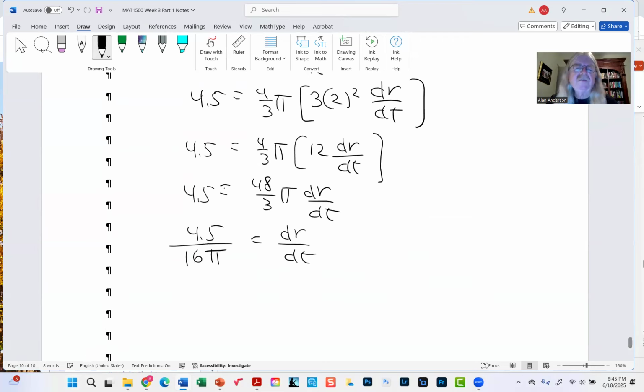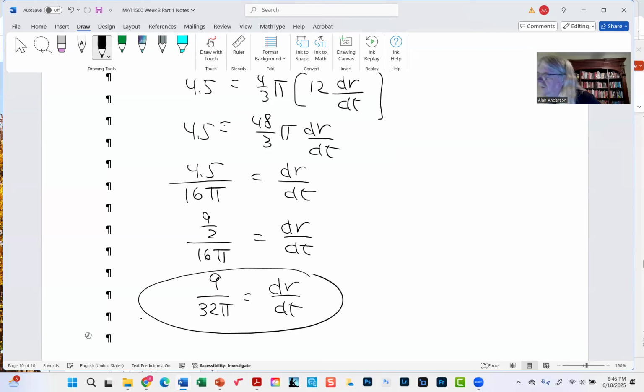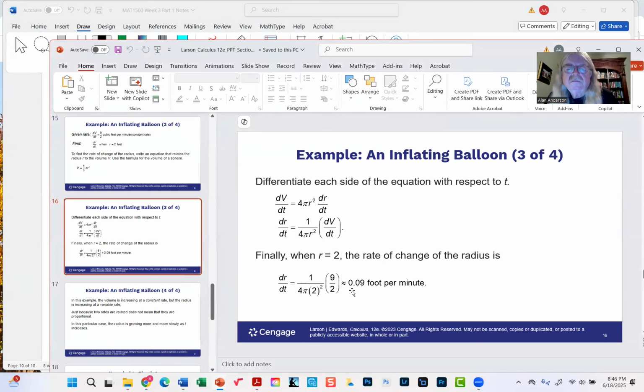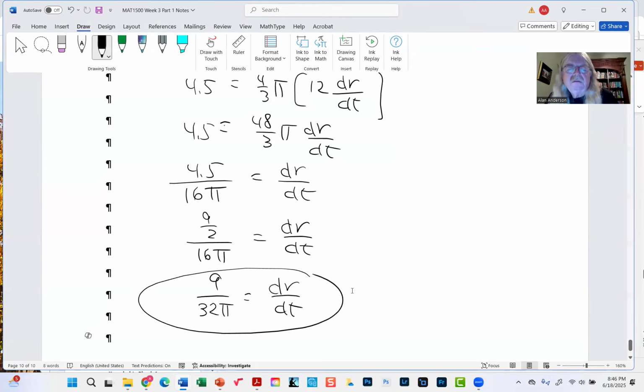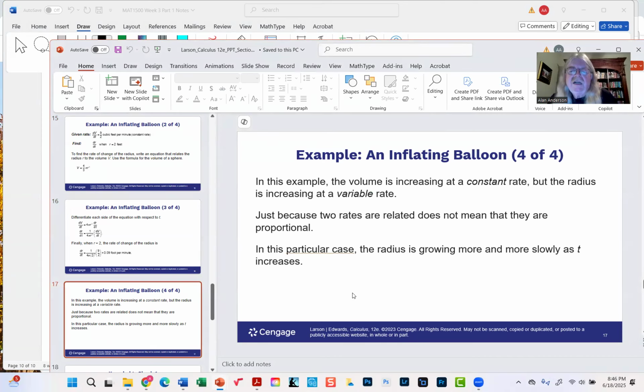So yeah, they're expressing 4.5 as 9/2. Let's try that. 9/2 over 16 pi. Oh, what? Well, all right. So I think the reason why they're doing that is so that we can simplify it to this. Okay. 0.09. Okay. All right.